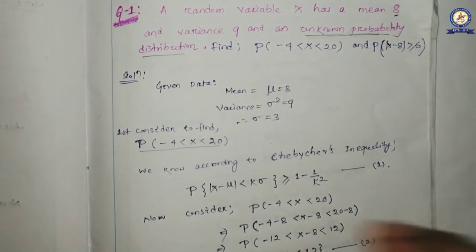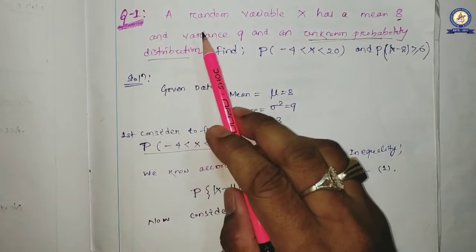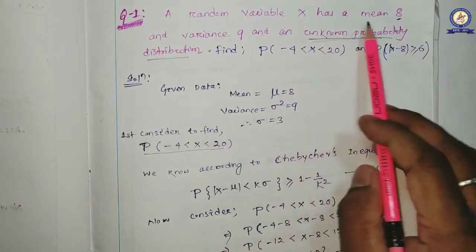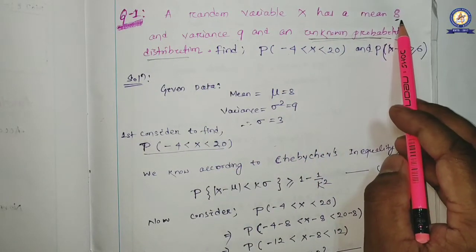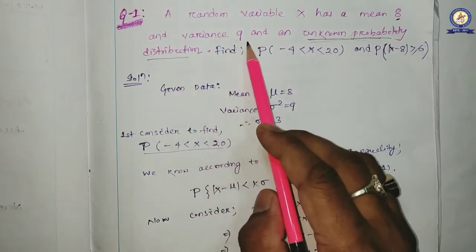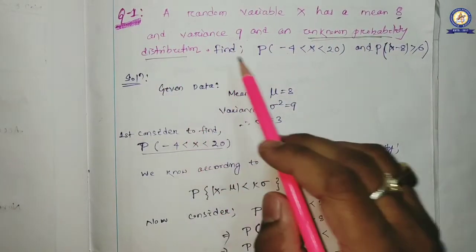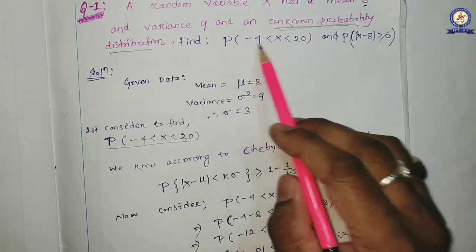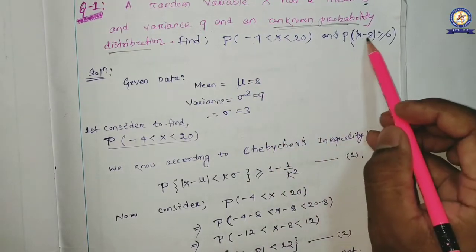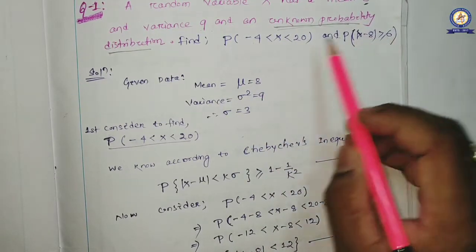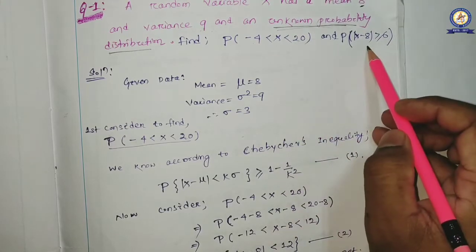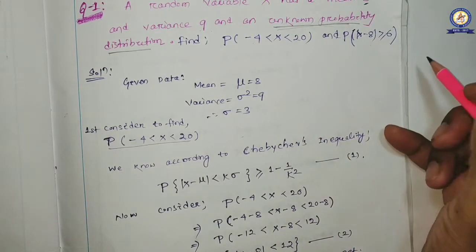Suppose a random variable X has a mean of 8 and variance of 9 and an unknown probability distribution. Find the probability in between -4 to 20, and the probability |X minus 8| greater than or equal to 6. What will be the value of this one and this one? We are going to find out by using Chebyshev's inequality.